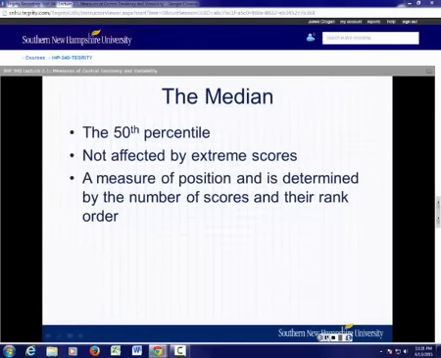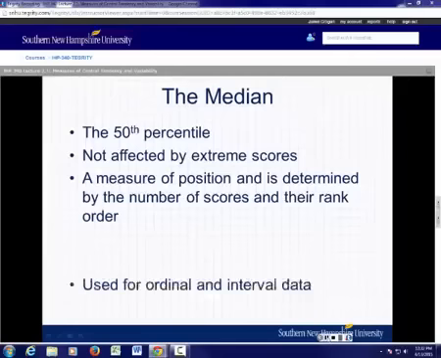The median is a measure of position. It is determined by the number of scores and their rank order. So to figure out the number that sits at the 50th percentile, or right in the middle, you would take all of your data for a particular variable and arrange it in either ascending or descending order. Then you would count the number of scores and find that score that sits right in the middle. That is the median.